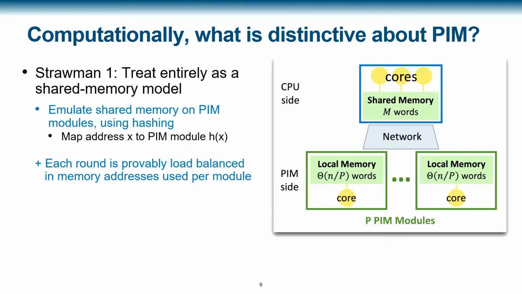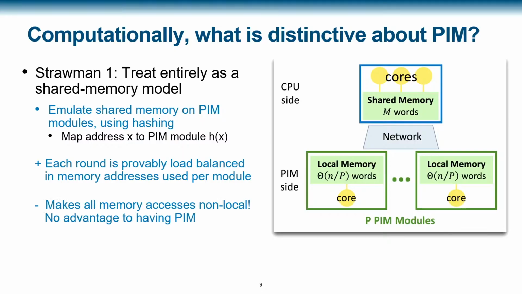So once you tell me that, okay, this is just saying that you do the hashing, it's provably load balanced and so on. But again, all memory accesses are now non-local. Why bother to have PIM? If you're going to do that kind of style of program anyway, then the whole idea of bothering to have PIM at all is just thrown away. Okay?